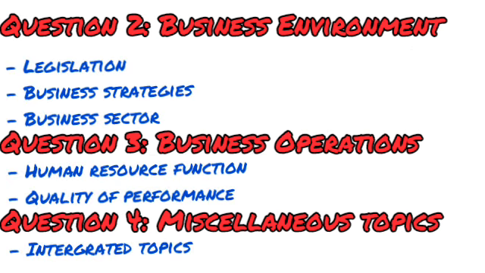Section B needs you to have a clear outline of what is expected out of your main topics. So you will see that it is divided by main topics. Question 2 will be strictly out of business environments. So that is legislation, business strategies, and the business sector. All of those videos are already made on this channel.